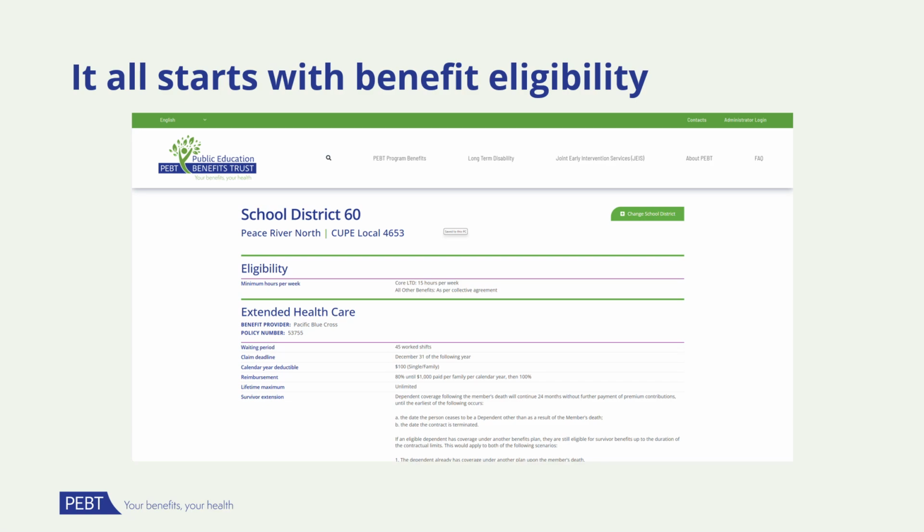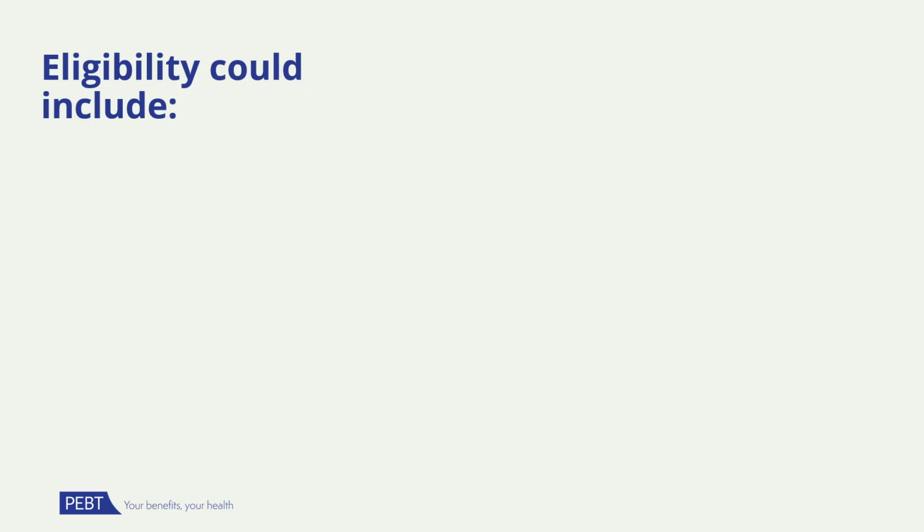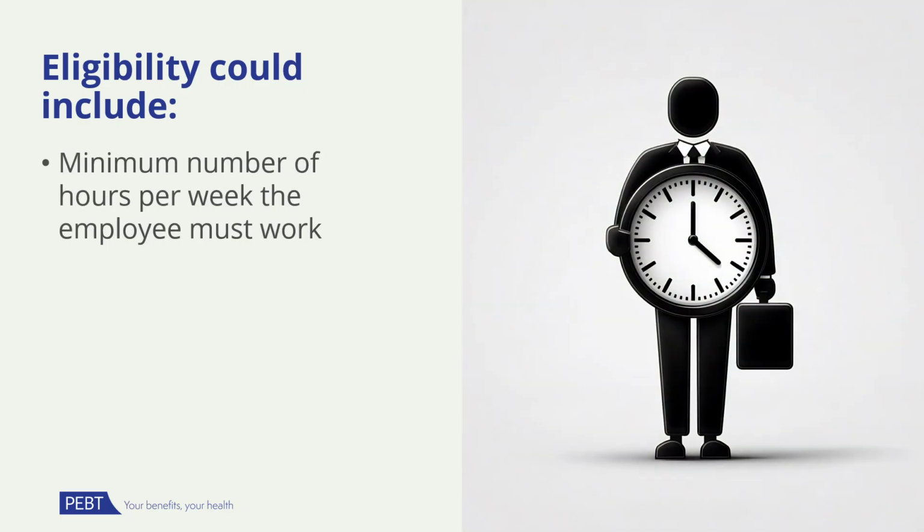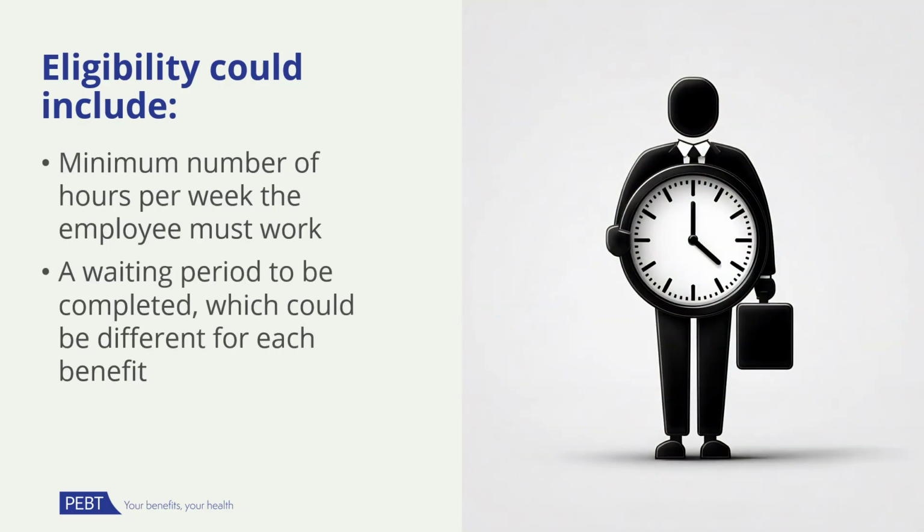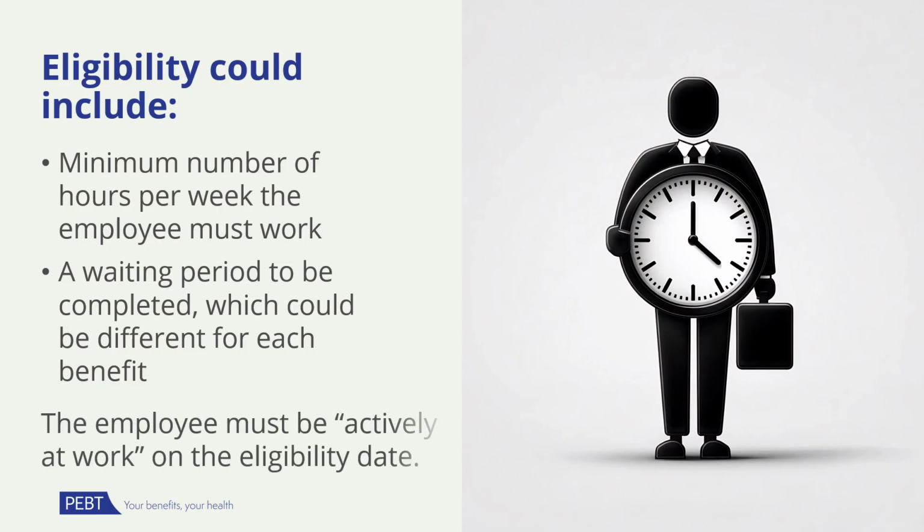If the information is not clearly outlined in the collective agreement or under the My Benefits section of the PEBT website, speak to your supervisor at the district for assistance. If the rules aren't clearly outlined, you may want to work internally at the district to formally document the rules for current and future administrators. Eligibility could include the minimum number of hours per week the employee must work, a waiting period to be completed, which could be different for each benefit. In all cases, the employee must be actively at work on the eligibility date.